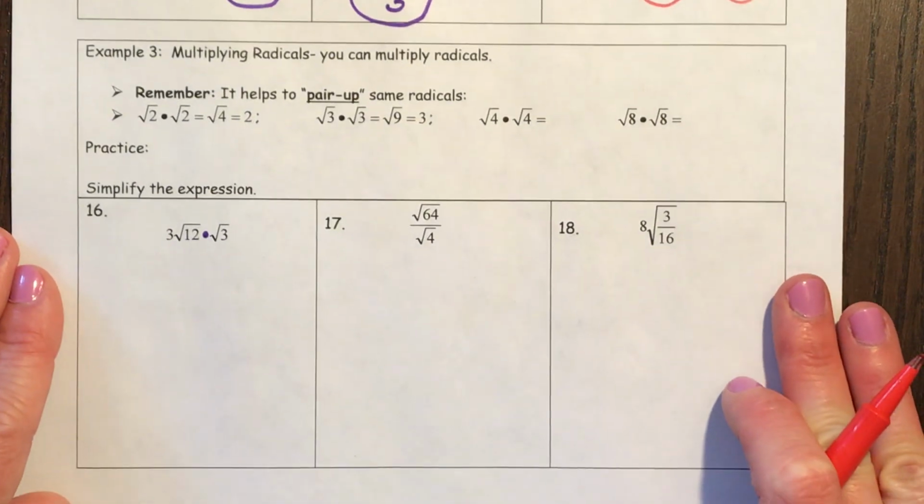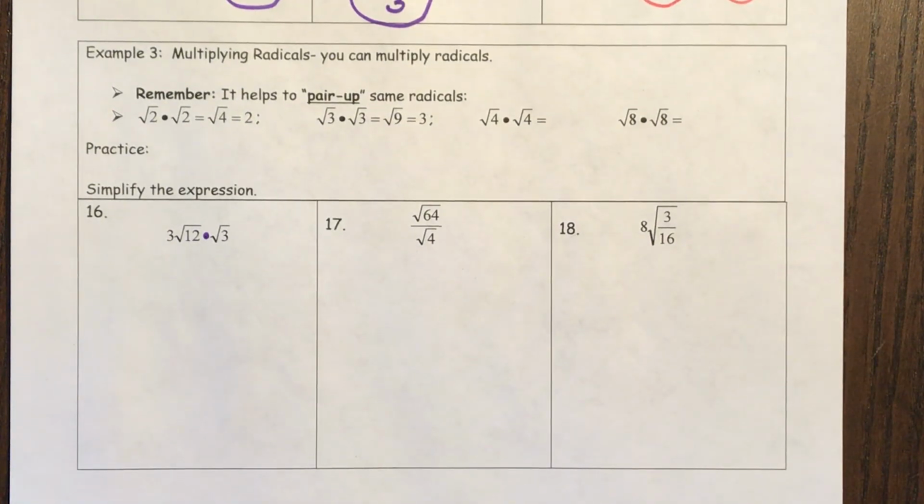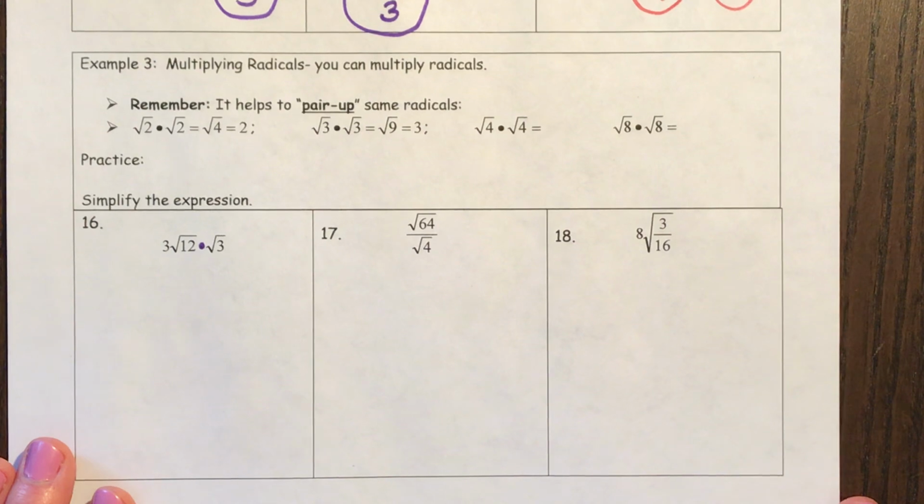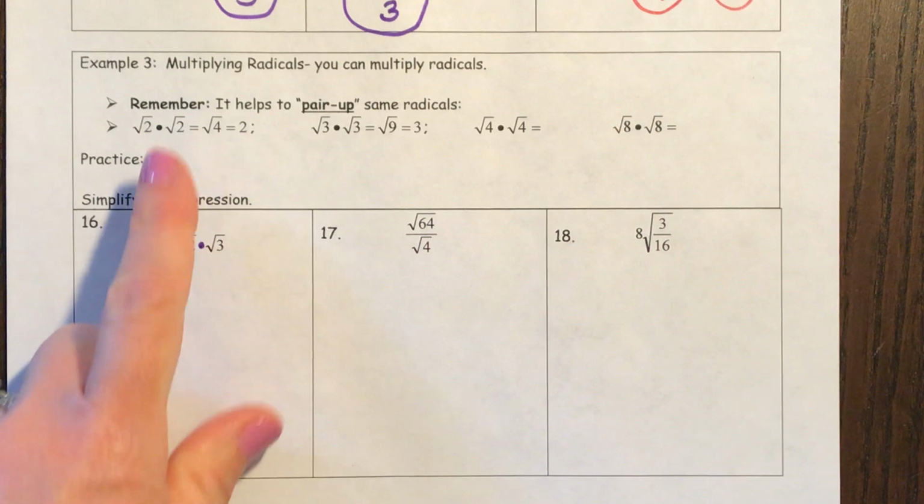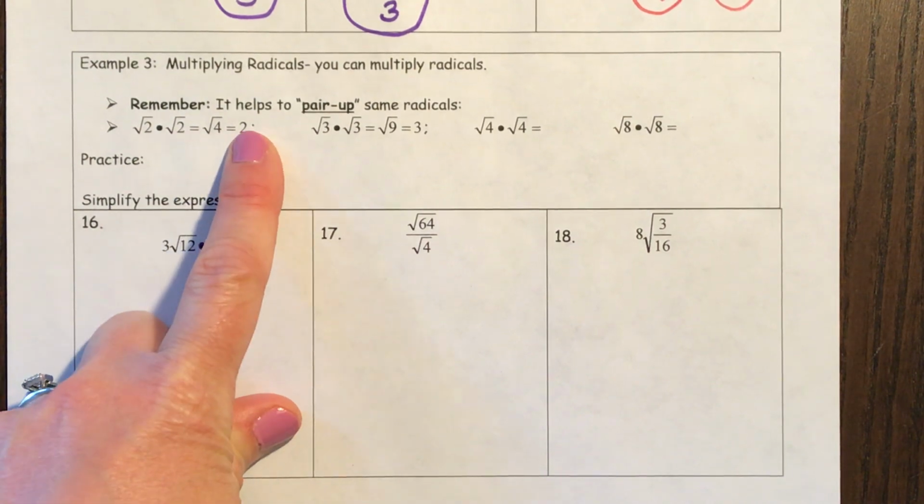Now example 3. So when you have a couple rules happening together, multiplying radicals, you can multiply radicals together. So you want to think about terms that are alike. You can multiply whole numbers with whole numbers, and you can also multiply radical numbers with radical numbers. What you can find here, though, is that it's useful to pair up radicals together, because if you can find a pair of them, then you get what's called a perfect square, because 2 times 2 is 4, and the square root of 4 is 2.